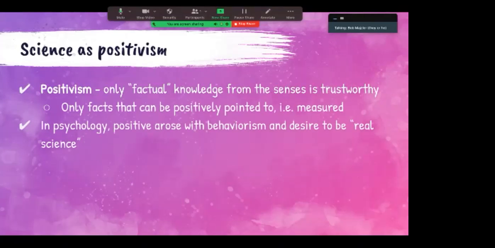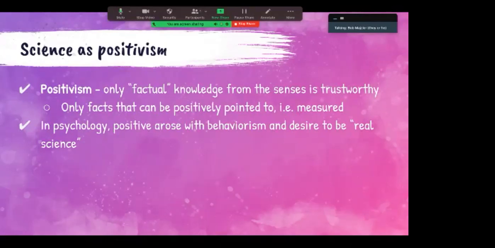Sorry, that should say, in psychology, positivism arose with behaviorism and a desire to be, quote unquote, real science. So psychology about 100 years ago was making a push to be counted as a real science, and it had this thing called physics envy, which is a way of making fun of psychology, but I think in a way that is true. It's a desire for something more rational, and also a gendered thing, as it was seen as a harder science, more masculine. So there is this idea of misogyny in psychology's push to be counted as real science. And that has stuck.